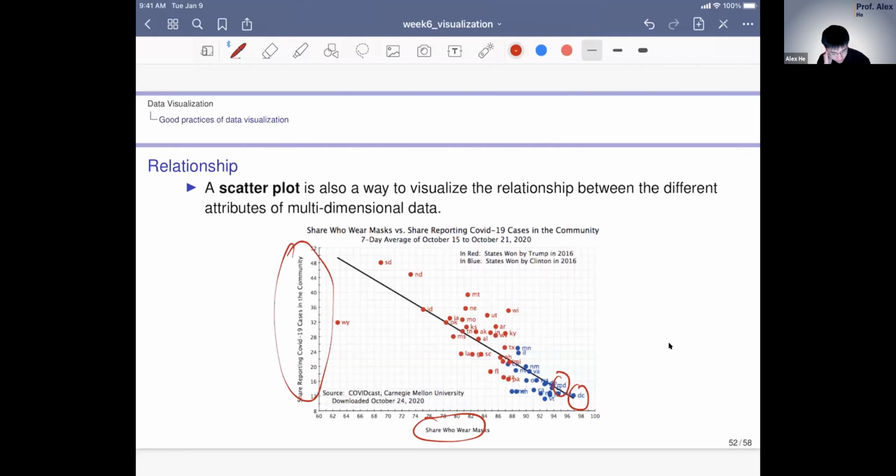And the other thing it does here is to also use these two different colors to show these two different sets of states. So you have the Democratic states in blue and Republican states in red. So then it would also be pretty striking that the blue states are on this down right part of the graph, which has very high percentage of masks and very low share of cases. Okay.